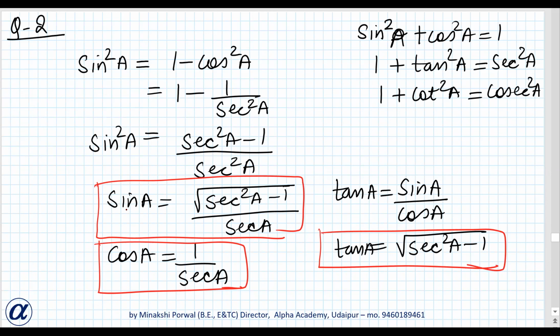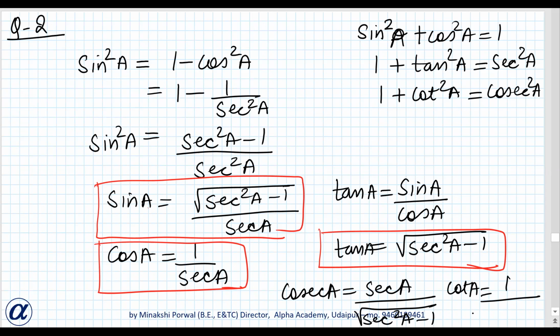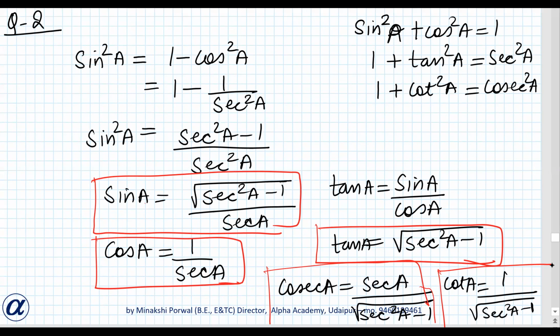Now cosec A will be the reciprocal of sin A, and cot A will be the reciprocal of tan A, so two more, which we can write directly. Cosec A will be sec A upon the square root of sec square A minus 1, and cot A will be 1 upon the square root of sec square A minus 1. Okay, so this is the solution of question 2. If any doubt is there, you can ask.